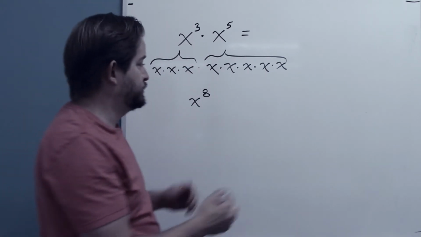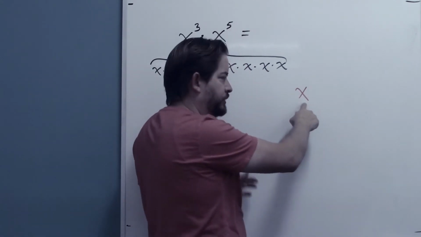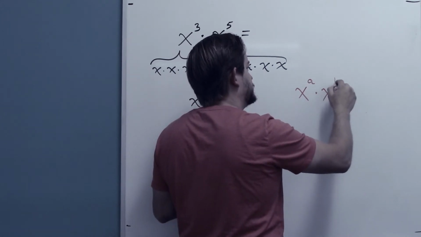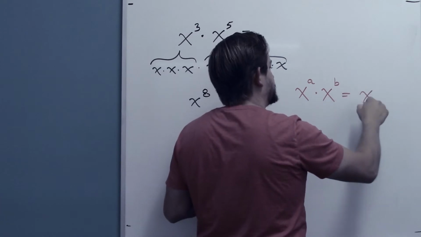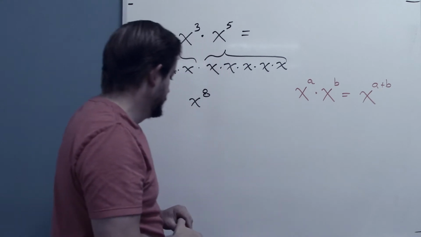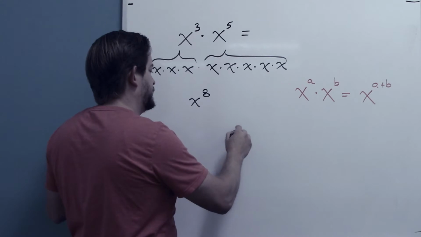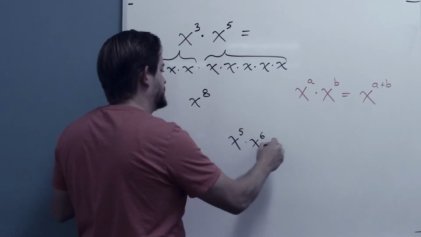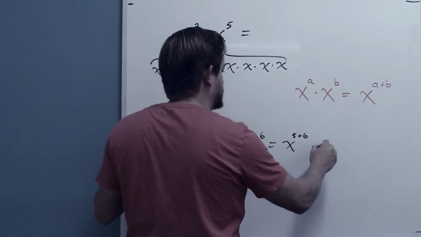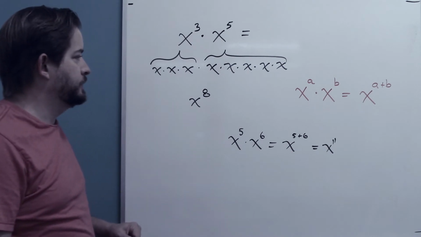And so that's our first little rule, I guess, or little property, is that if I have some number or variable raised to one power and the same variable or number raised to a different power, I can say that it's that variable raised to the sum a plus b, right? So that is to say, if I have x to the fifth multiplied by x to the sixth, I can just say that this is x to the 5 plus 6, which is x to the 11th. I just add those together, right? And that's my first property.